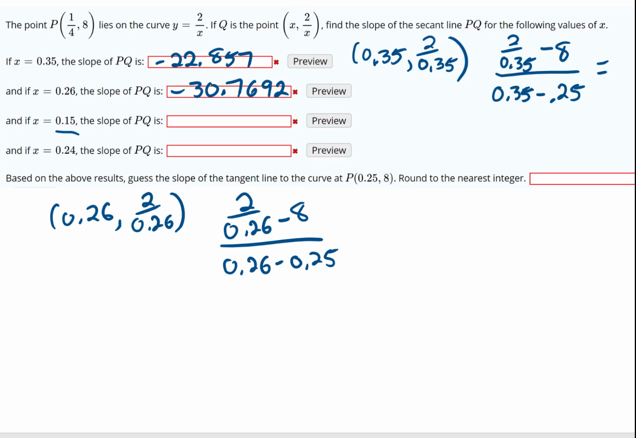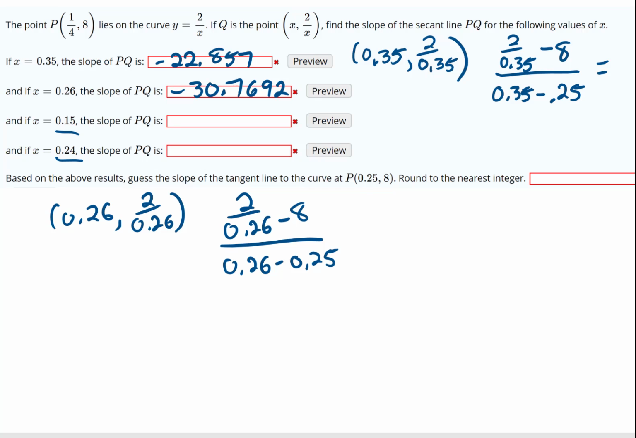So we continue doing that. Here we have 0.15 because we're going to try and move in from the other side. If we were looking at this graph, we started at 0.35 and we moved closer to 1/4 by moving to 0.26. Now we're going to start over on the left hand side at 0.15 and then move in closer at 0.24.